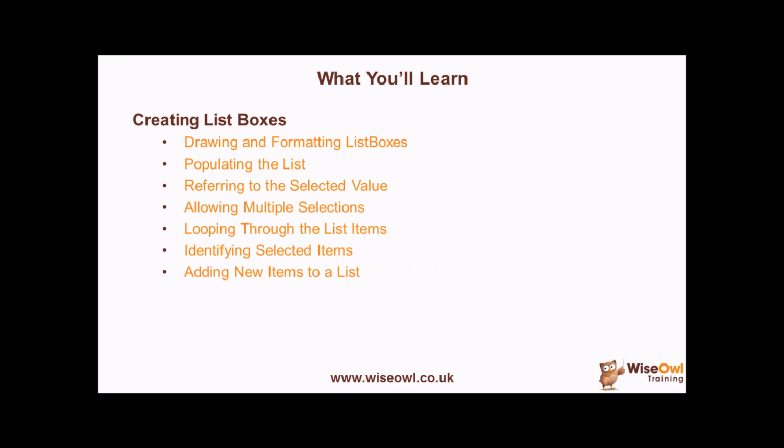So we're going to cover these fairly quickly: how to draw and format list boxes, how to populate the list using both the row source and the list properties, and then how to refer to the selected value in a single selection list box. The thing that makes list boxes massively different to combo boxes is the ability to allow multiple selections. So I'm going to show you how you can enable that, and then how to loop through the list items and identify the items that have been selected.